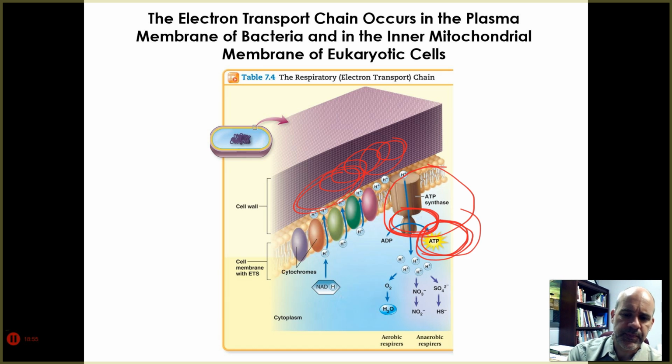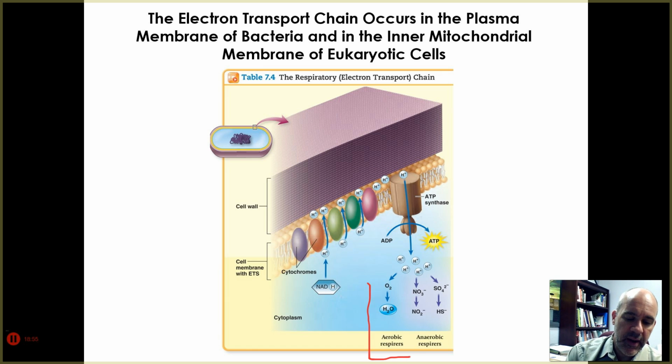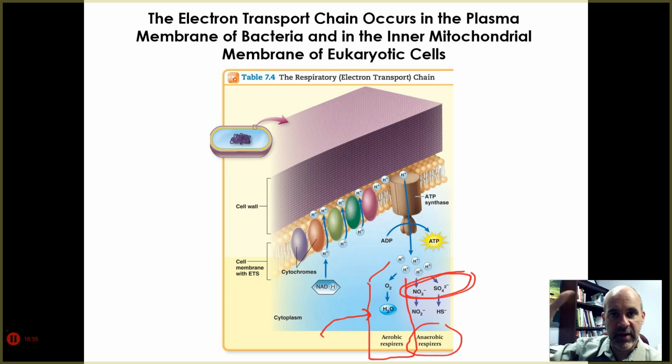To make as much ATP as possible. And I do like that this diagram is showing you that in aerobic respirers, organisms that require O2 for survival, they use the O2 as the last step of the electron transport chain and convert it over to water. Anaerobic respirers will use other types of molecules to receive the electrons at the last step and convert those over to products other than water.